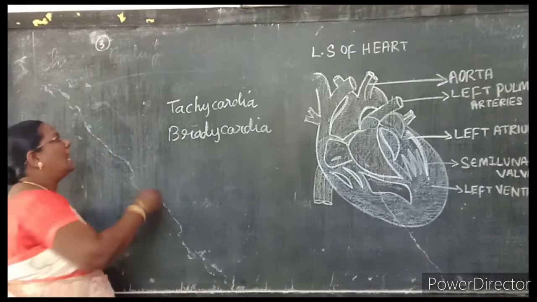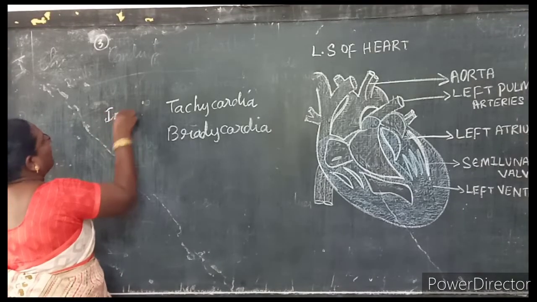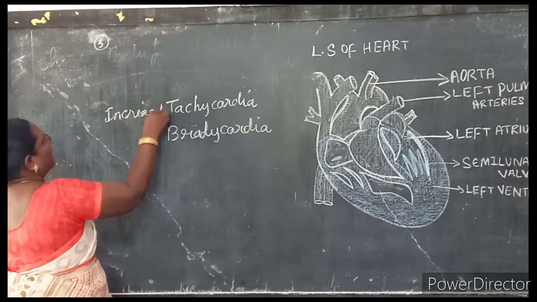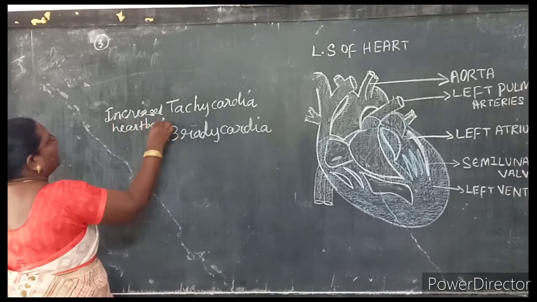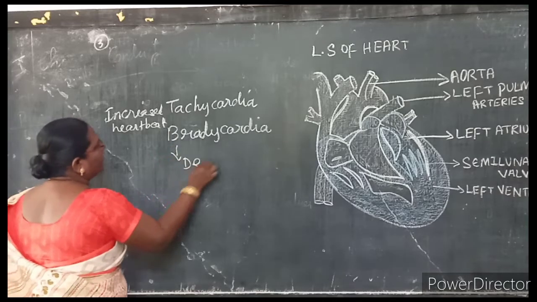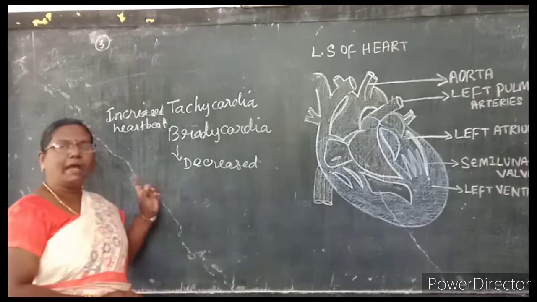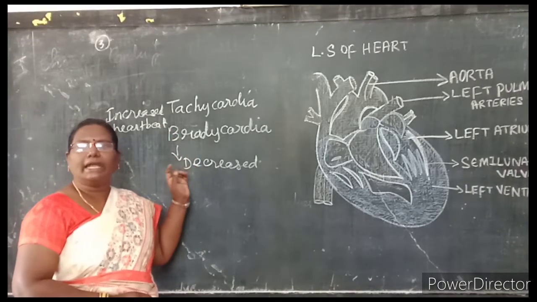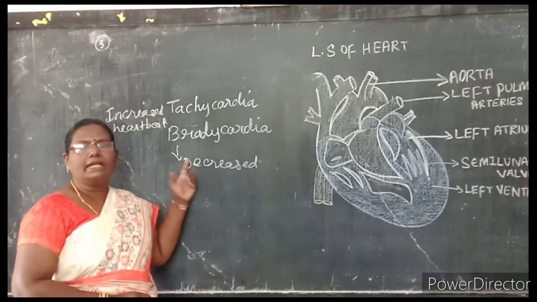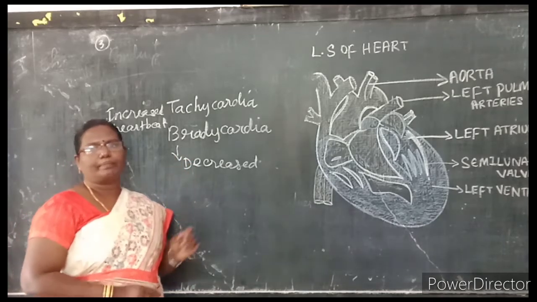The increased heart rate is called as a tachycardia. And then the decreased heartbeat is called as a bradycardia. One more question. So what is a tachycardia? The increased heart rate is called as a tachycardia. The decreased heartbeat is called as a bradycardia.